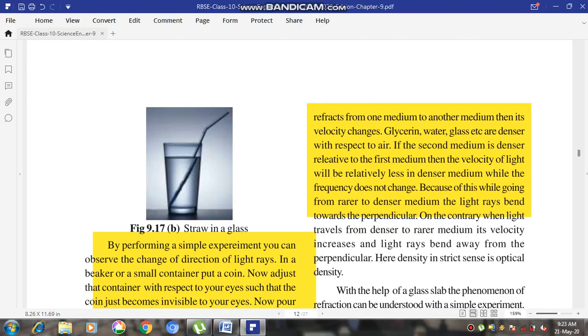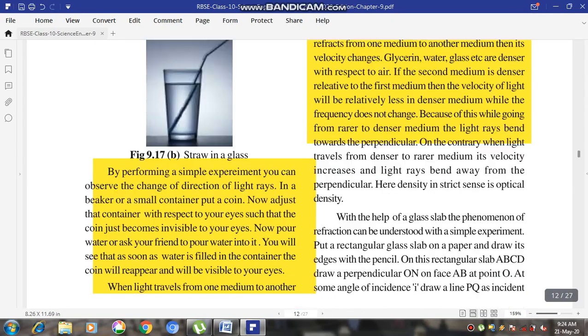So light enters from the rare medium to the denser medium. If the second medium is denser relative to the first medium, then the velocity of light will be relatively less in the denser medium, while the frequency does not change. The velocity of light changes when light enters from the rare medium to the denser medium, but the frequency does not change. Because of this, while going from rare to denser medium, the light rays bend toward the perpendicular.